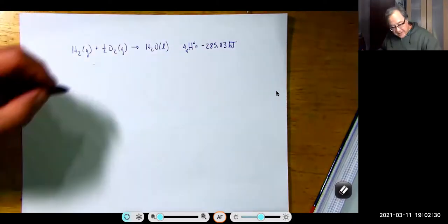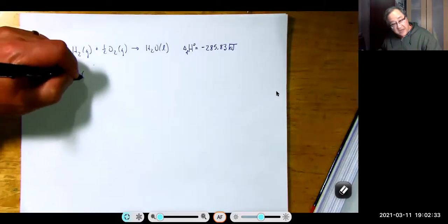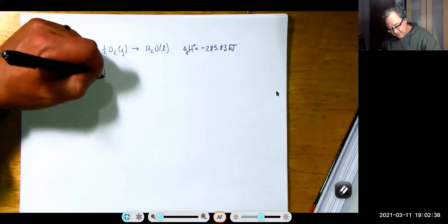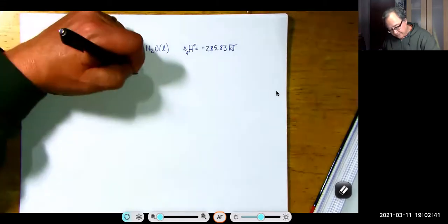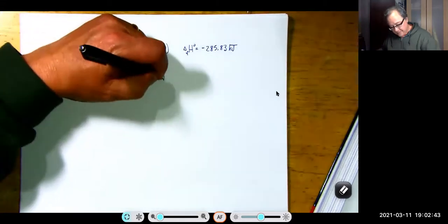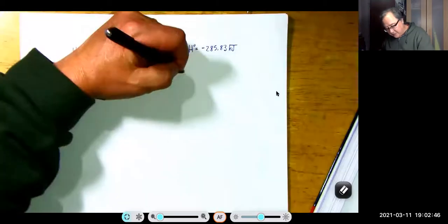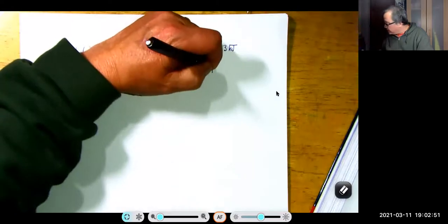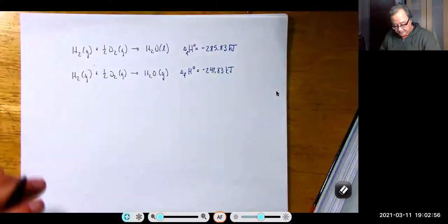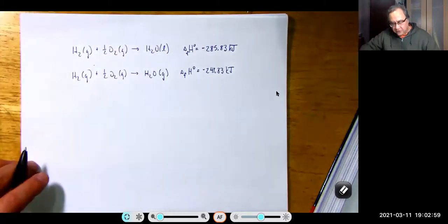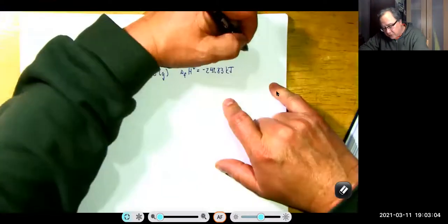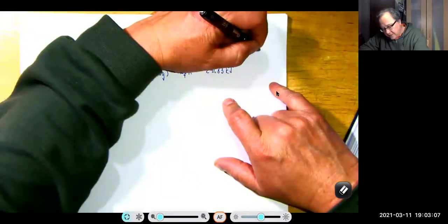Okay, now the enthalpy of formation reaction for steam is the following. And the enthalpy of formation reaction for this is minus 241.83 kilojoules per mole of reaction. Okay, so these are two reactions. First of all, I'm going to say that this one is exothermic, and this one is exothermic.